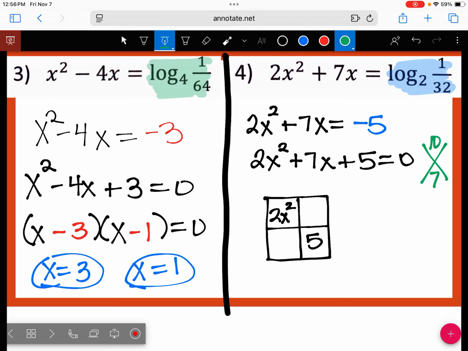Two numbers that multiply to be 10 and add to give you 7: 2x and 5x, or 2 and 5. So let's go ahead and put our 2x and our 5x in, and then let's take out our GCFs. So the top row, I'm taking out a 2x. The bottom row is a +5. Let's go ahead and set that equal to 0. And when we solve that, we get a fraction. So subtract the 5, divide by 2.